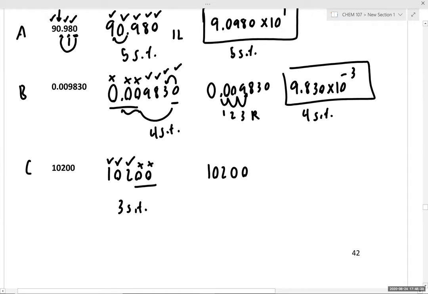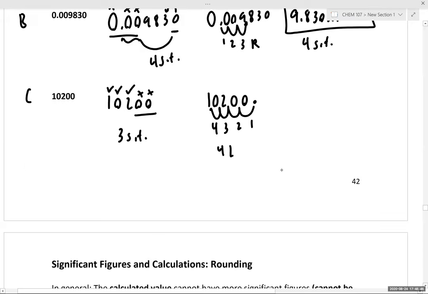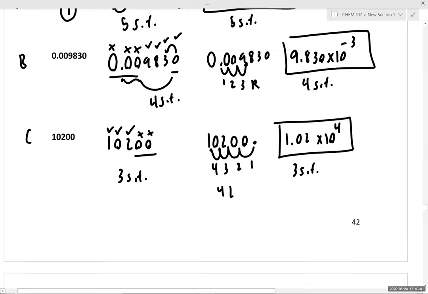So to write this number in scientific notation, we're going to place a theoretical decimal point at the end, and we're going to move our decimal point 4 spaces to the left so that we have a number that's between 1 and 10. That gives us 1.02 times 10 to the fourth. And as we can clearly see in scientific notation, our number has 3 significant figures.